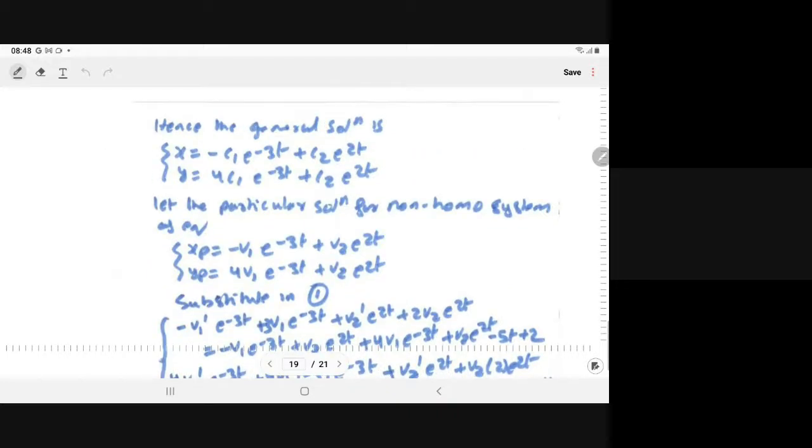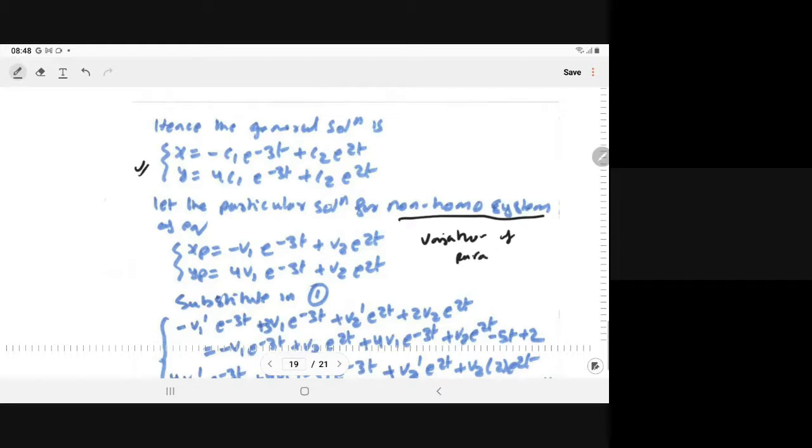So the general solution of the homogeneous system will be: x is equal to minus c1 e to the power minus 3t plus c2 e to the power 2t, y is equal to 4 c1 e to the power minus 3t plus c2 e to the power 2t. Now we have to determine the particular solution for the non-homogeneous system. For that we use the method of variation of parameters.